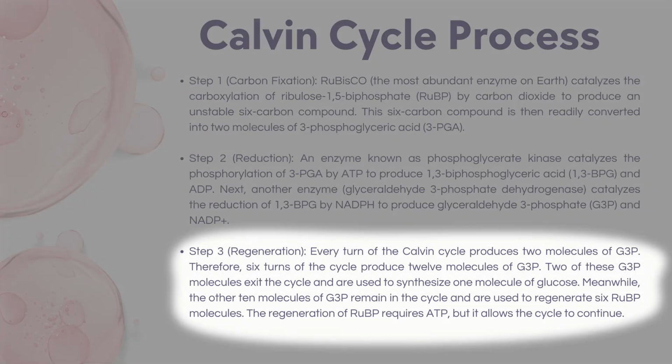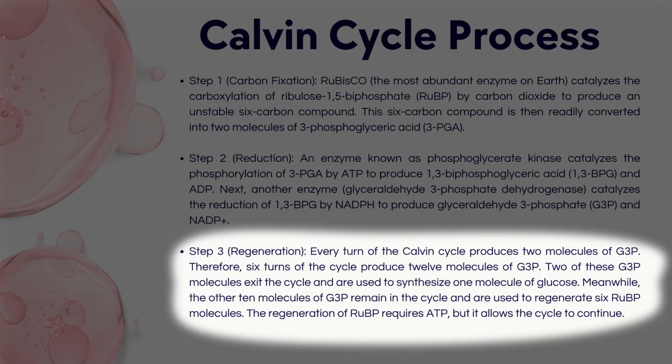The third and final step is the regeneration. Every turn of the Calvin cycle produces 2 molecules of G3P. Therefore, 6 turns of the cycle produce 12 molecules of G3P. 2 of these G3P molecules exit the cycle and are used to synthesize 1 molecule of glucose. Meanwhile, the other 10 molecules of G3P remain in the cycle and are used to regenerate the 6 RuBP, or ribulose bisphosphate. The regeneration of RuBP requires ATP.